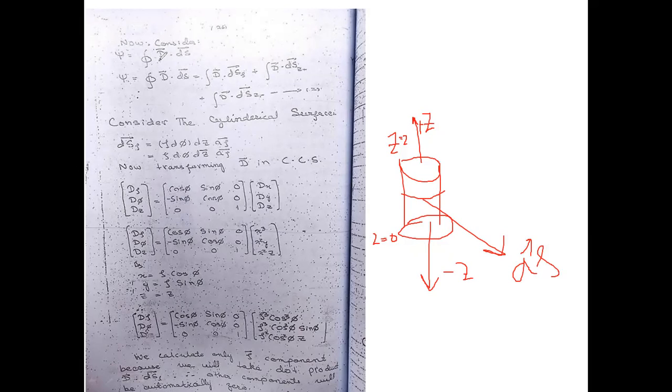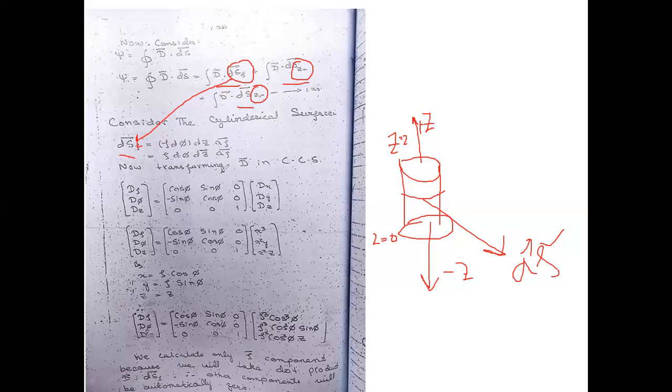Okay, so now for the closed surface D dot dS, there are only three surfaces. One surface is in the direction of rho, which is that curvy surface. The second is in the direction of plus z, which is the top of the cylinder, and the third surface is in the direction of minus z, the bottom base of the cylinder. So first we will consider the cylindrical surface. First we will solve this, then we will solve this and that.